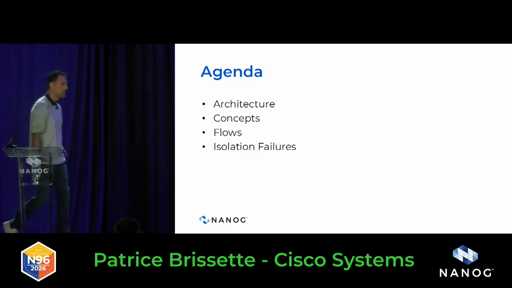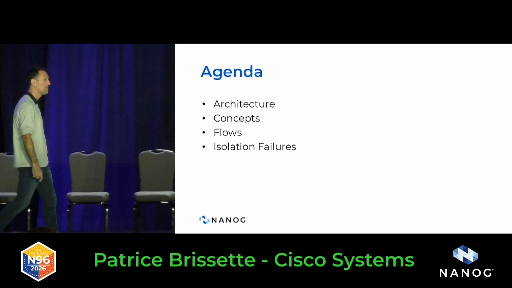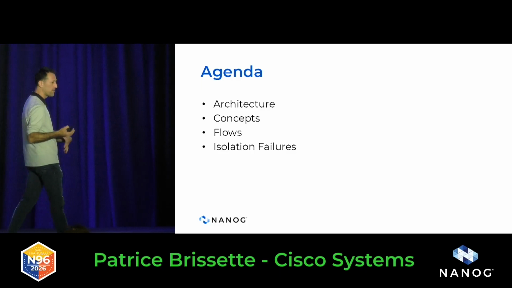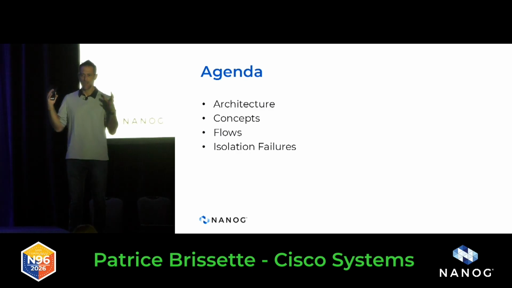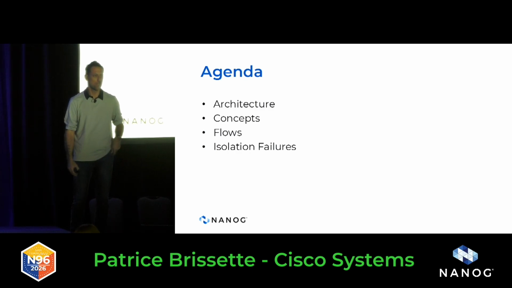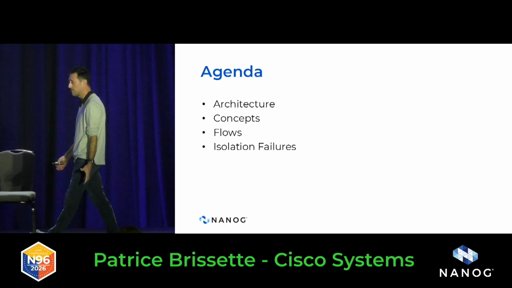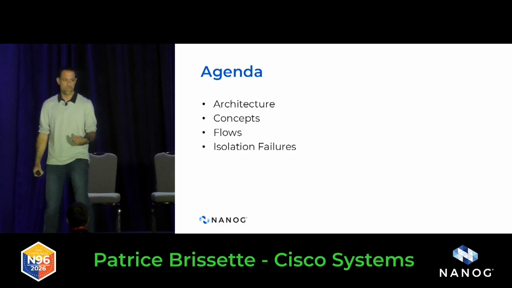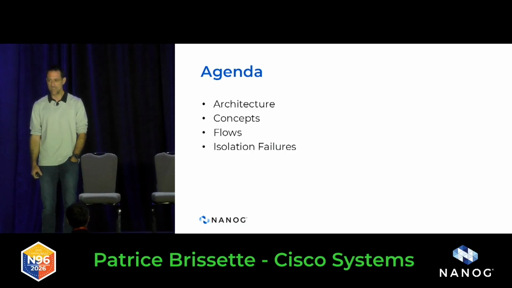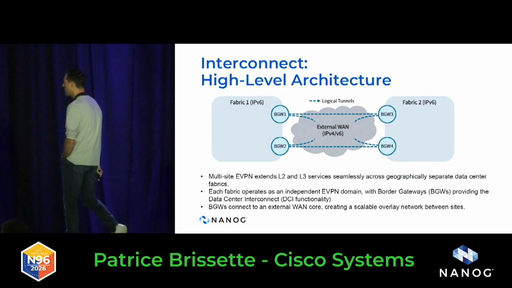So the agenda would be 4 major parts. The first thing is just a high level of the architecture. What is the spirit? What is the mindset behind this? Then we're going to go through a bunch of concepts so everyone can talk the same language. And then we go through all the flows, packet flows, how the network will work, and obviously the isolation and failure. So you can tell me that yes, it's working.